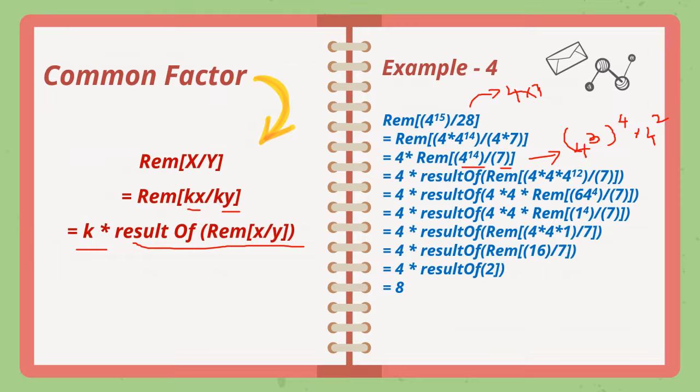So this becomes 1 and this is 4 into 4. Right? So 16 divided by 7 leaves you remainder 2. So 2 into 4, the 4 that we have already taken, so your required remainder will be 8. I hope this is clear. No worries, we still have 2 more examples to clear out the concept.